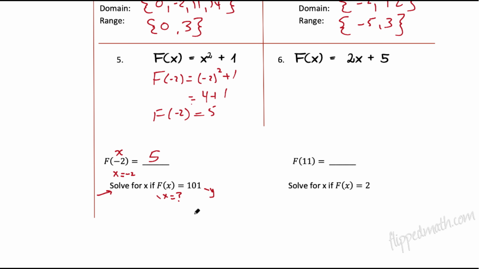Done with that. Now solve for x if f of x is 101. So I need to plug a 101 into this equation here. So 101 is going to equal, right? Because that's the answer I get. So I put it here where the f of x is.